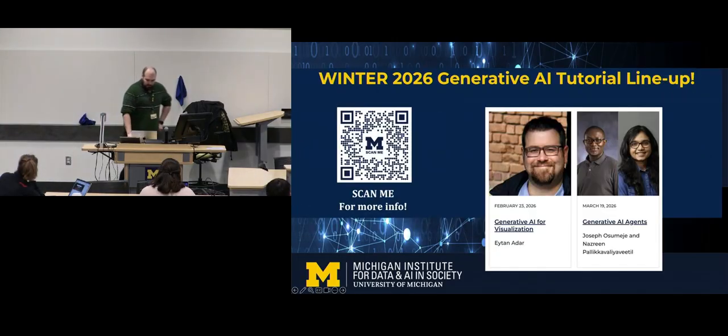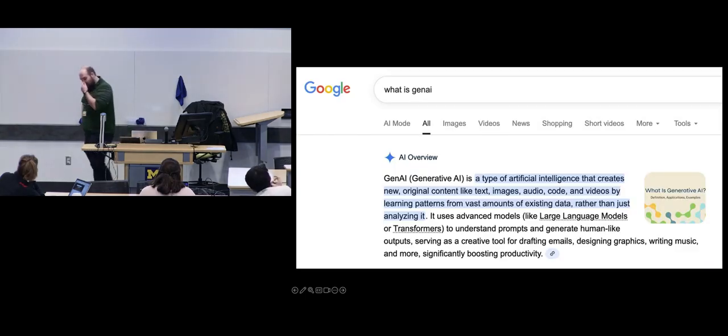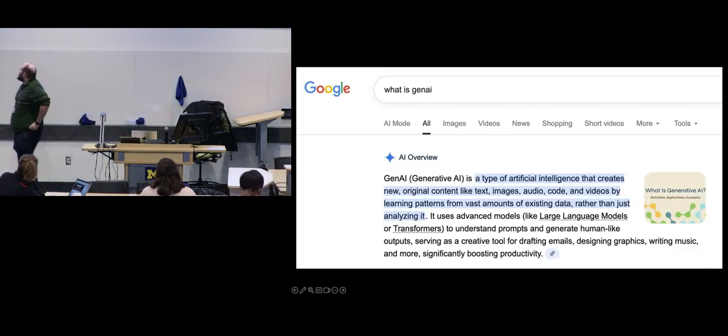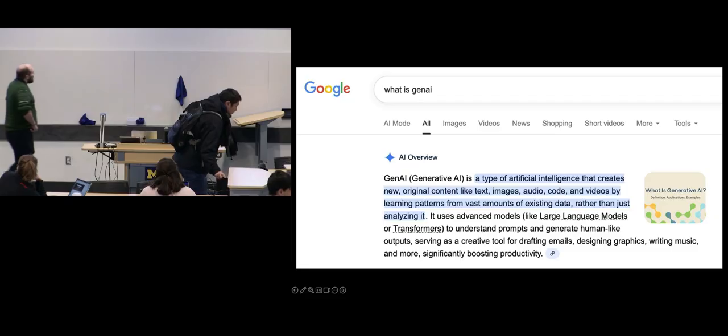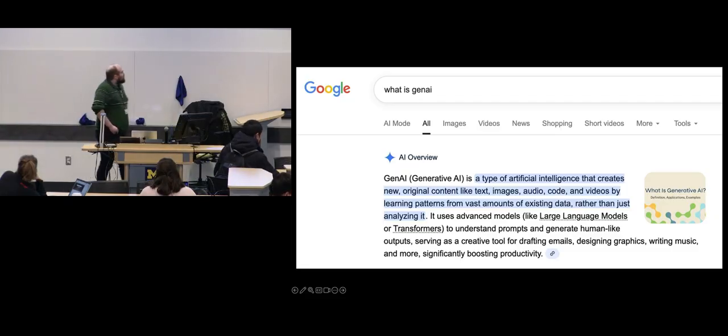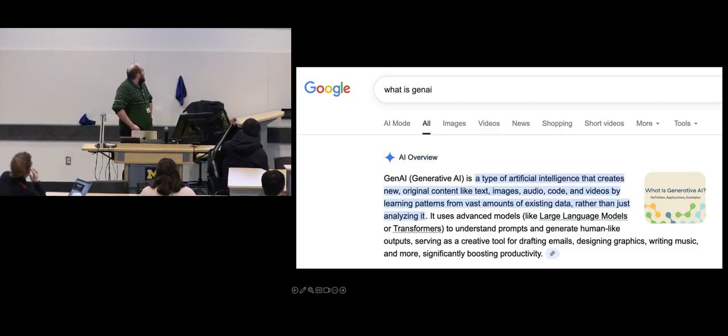Okay. So we're going to start with what is GenAI. It's generative AI, sort of a prerequisite. So here's the AI overview of what GenAI is. It's a type of artificial intelligence that creates new original content like text, images, audio, code, and video by learning patterns from vast amounts of existing data rather than just analyzing it. This is a pretty stock standard definition, as you might expect from a GenAI derived definition. In a lot of ways, this is accurate, right?